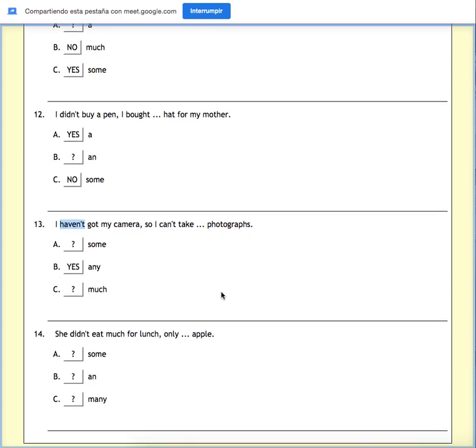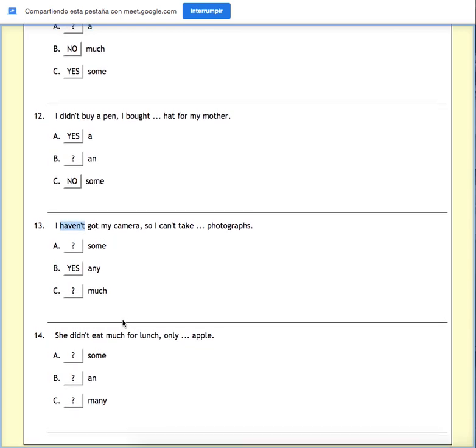And finally, the last one is going to be done by Isa. She didn't eat much for lunch. Only a space apple. Some and many. What do you say, Isa? I think many. She didn't eat much for lunch, only, and look at this. This is in singular. Remember that when you are using many, it must be in plural.